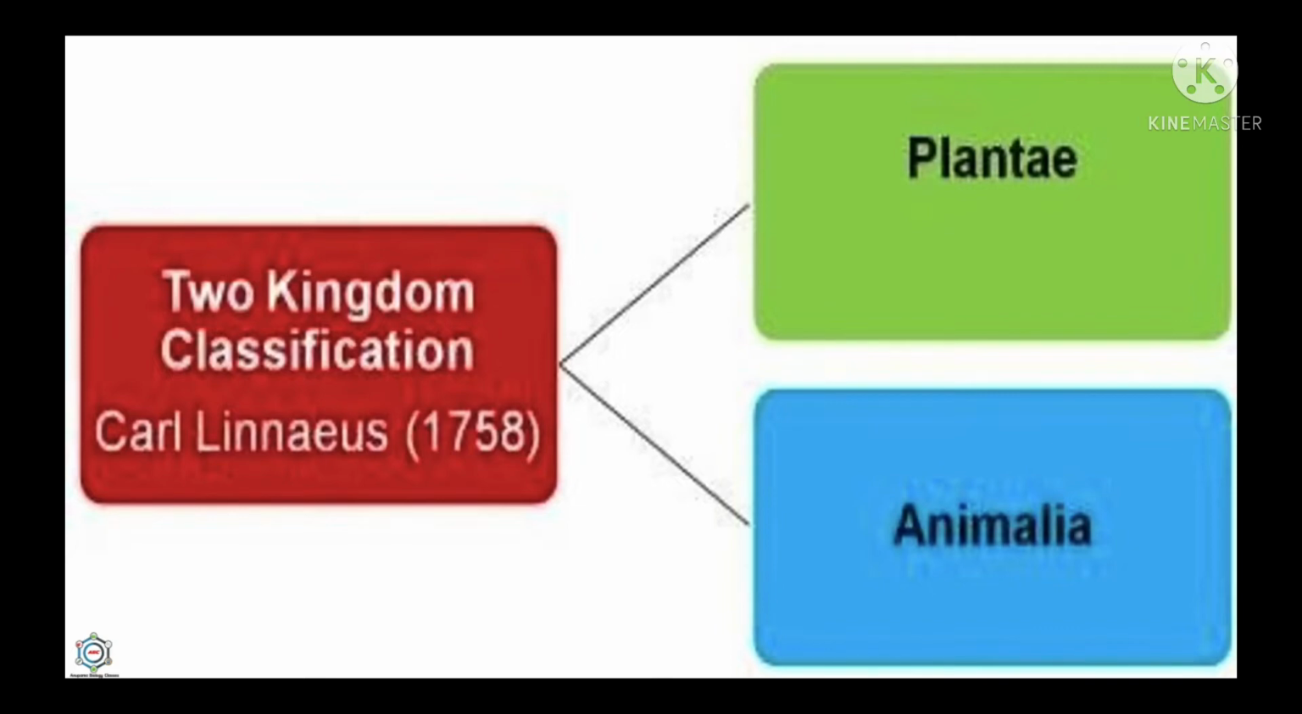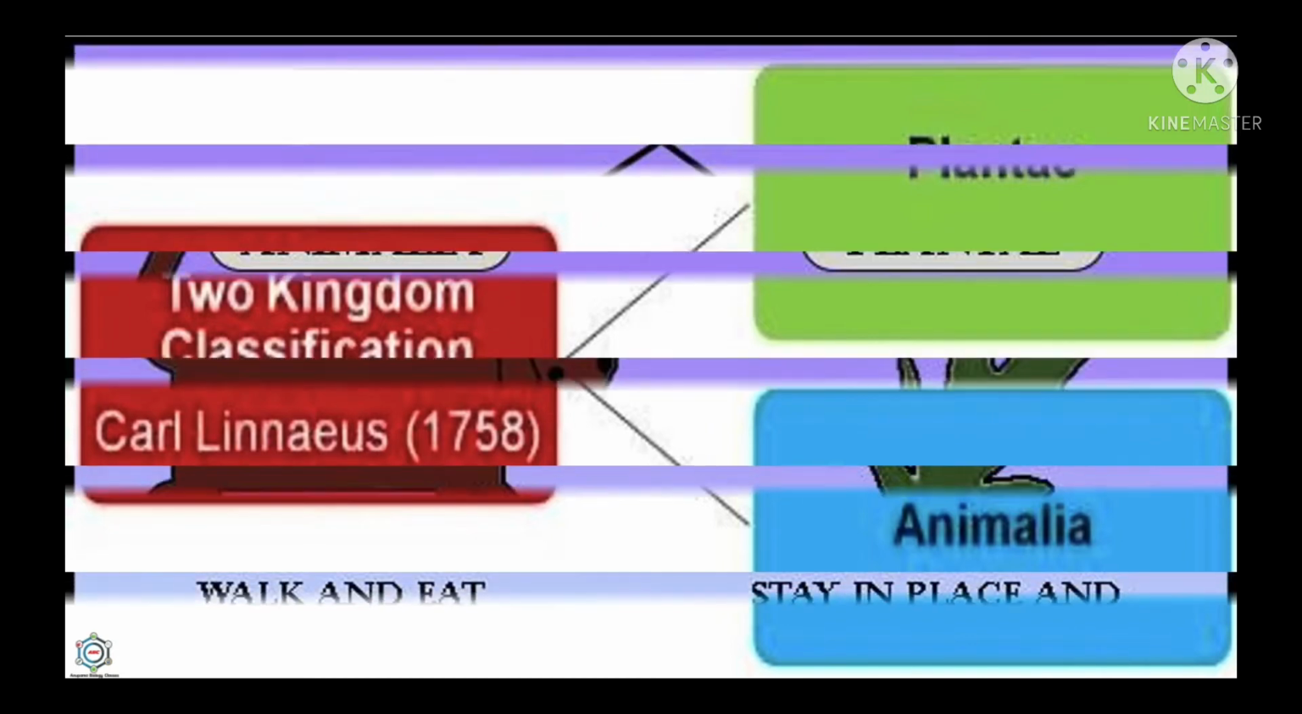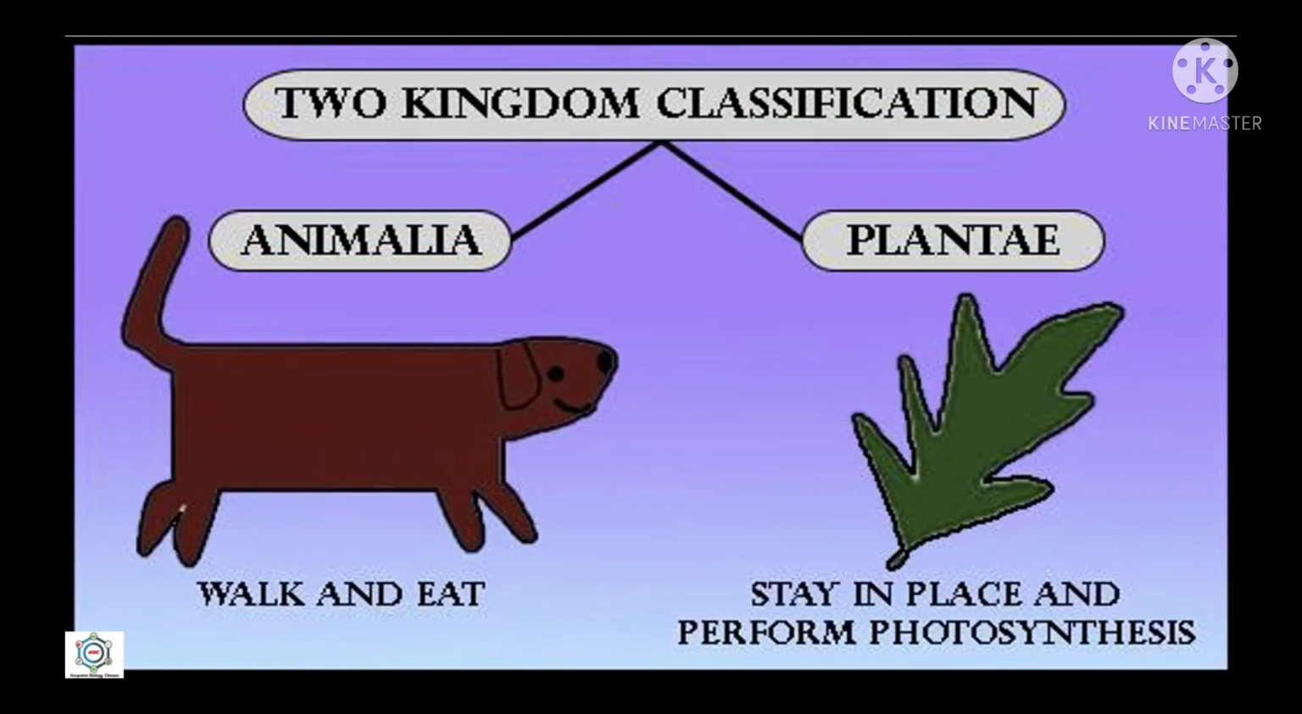This system did not differentiate between eukaryotes and prokaryotes, unicellular and multicellular organisms, photosynthetic and non-photosynthetic organisms. The classification of organisms into plants and animals was simple, but a large number of organisms did not fit into this category. So, as a result, the long-used two-kingdom classification was found to be inadequate.